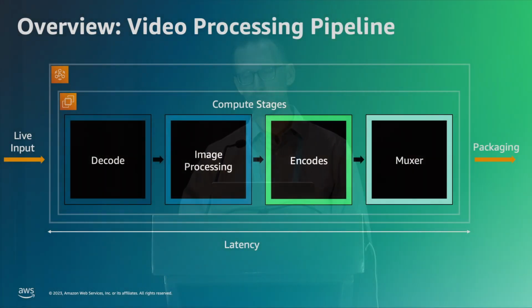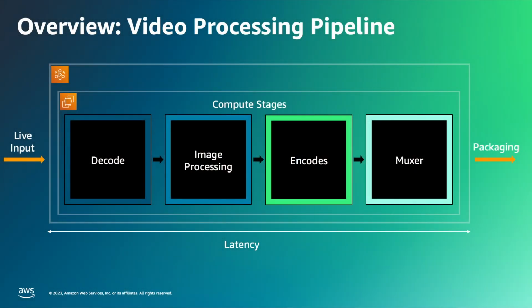Here's an overview of a generic video processing pipeline. You have your live inputs coming in. They're decoded to separate the audio and the video. You have the image processing, which is going to do some color correction. It's going to scale to all the different resolutions that are required. Then we're going to send it over to be encoded.